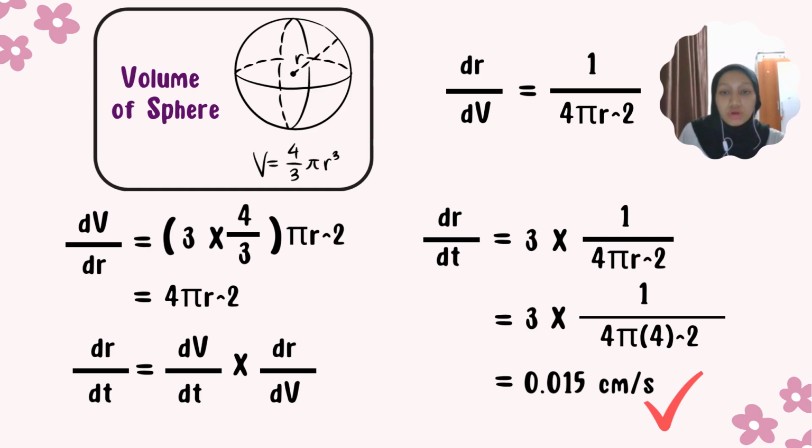So when we put all these numbers into a calculator, we will get 0.015 centimeter per second. So the objective for the question is achieved. Don't forget the unit.